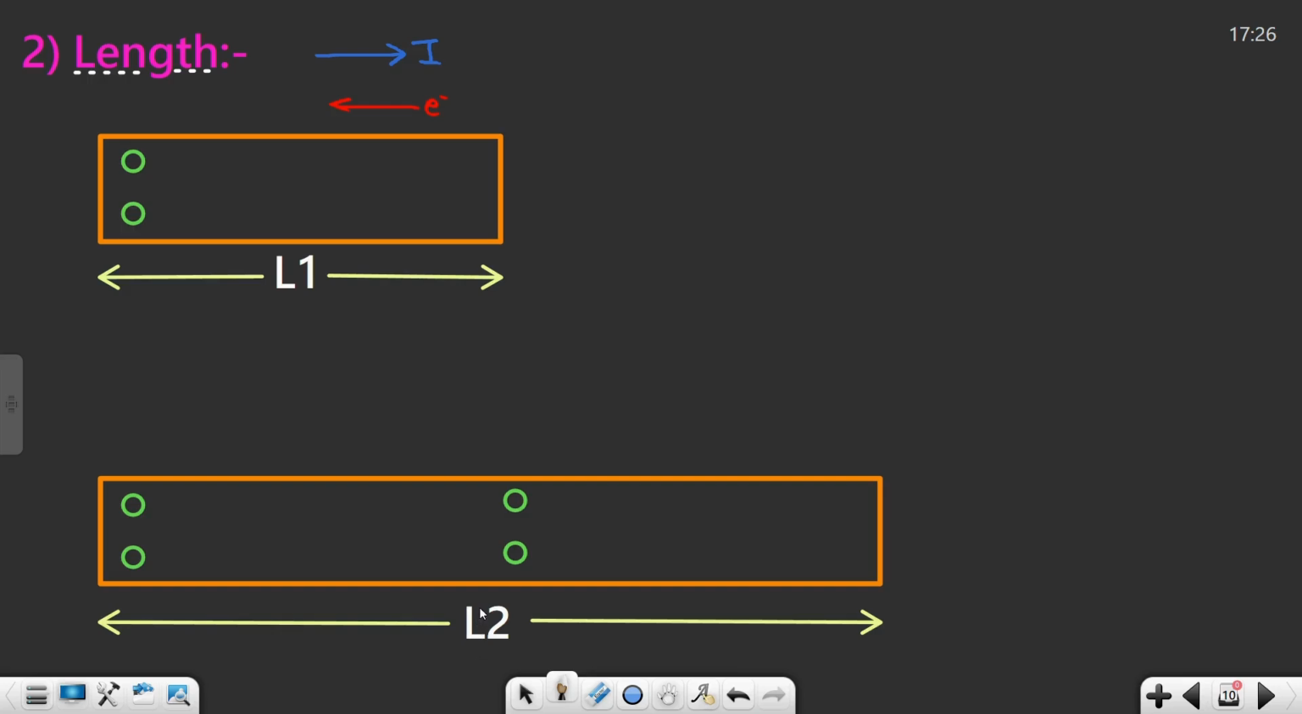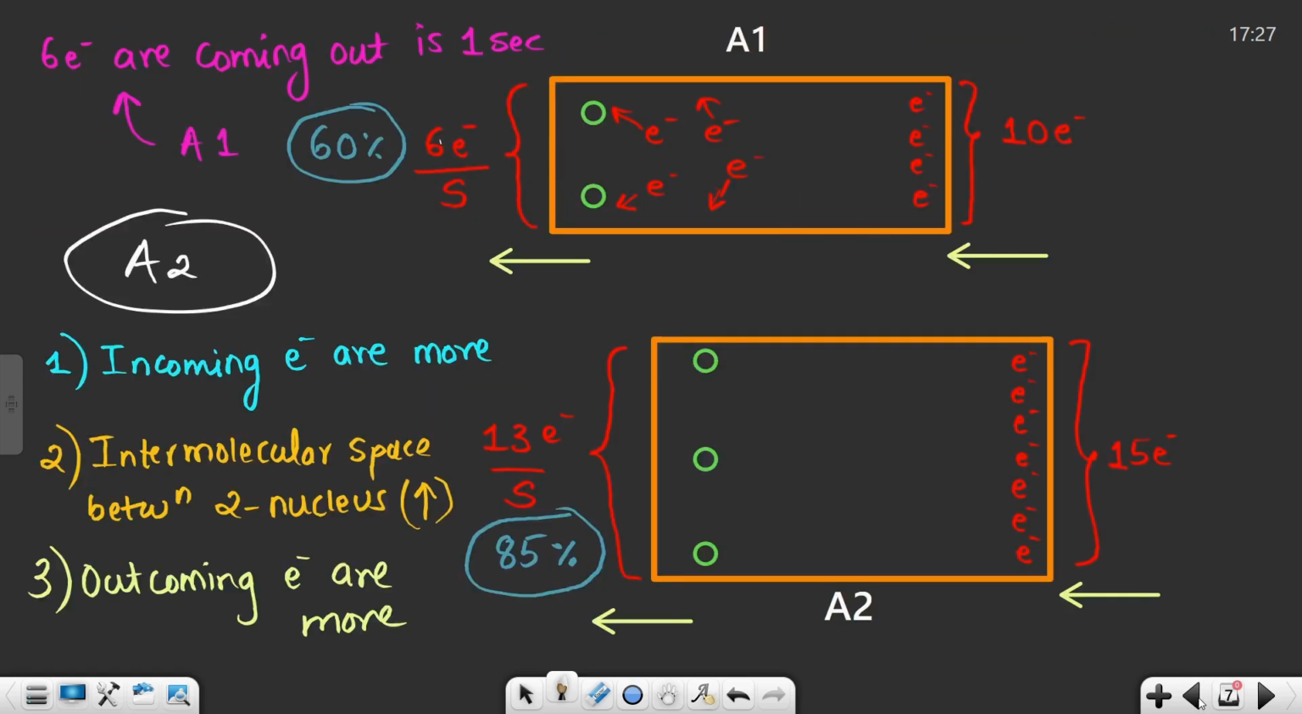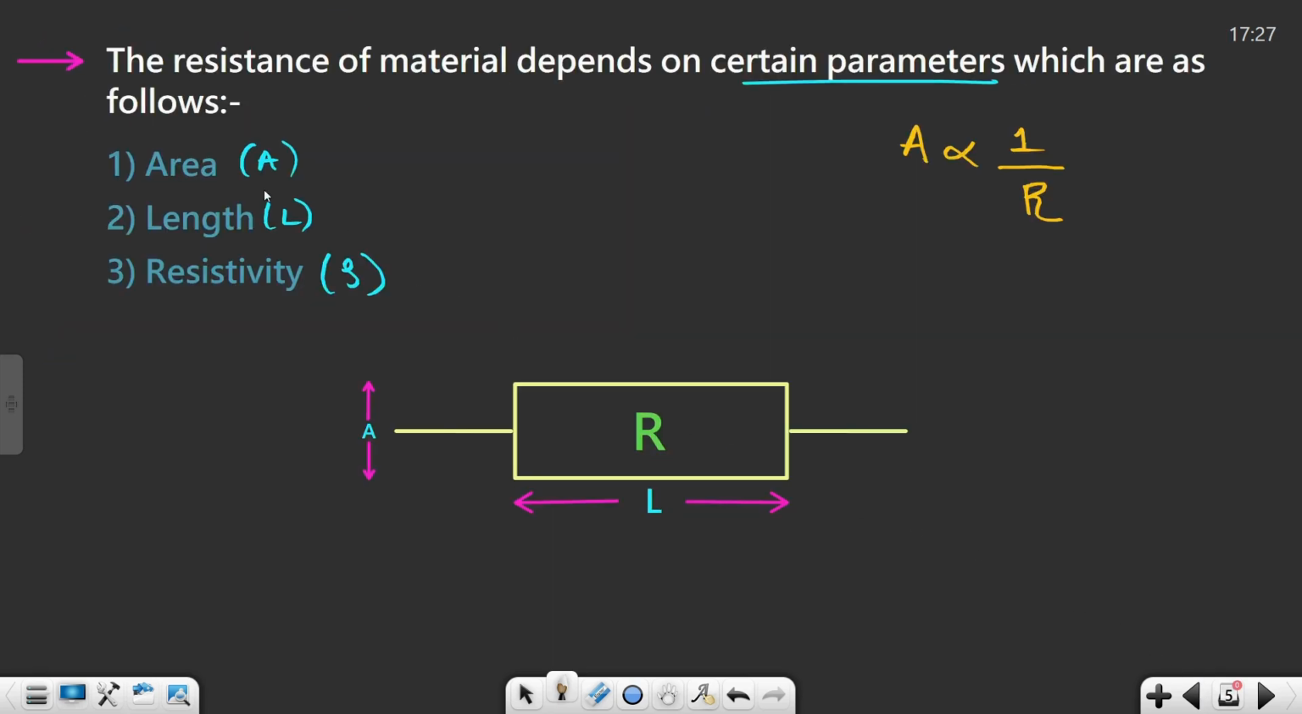Hello engineers, welcome to the new video of the course, and in this particular video we are going to see how exactly the second parameter, that is length, affects the overall impedance or the resistance of any material, right? If I increase the length, then how exactly does it influence the resistance of that particular material or of that particular conductor, right? So in the previous session we saw the first parameter, that was area.